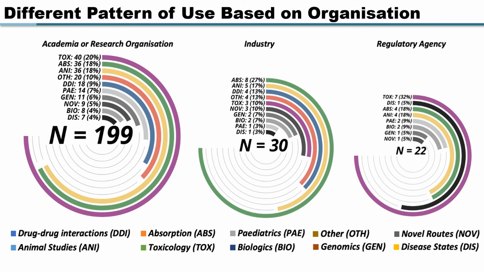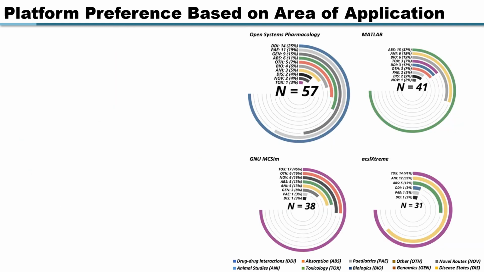Industrial applications of open source code platforms for PBPK, even after combining with the regulatory, were a quarter of what was used in research organizations and academia. Certain platforms were preferred for certain areas, and there were rare occasions that one platform was used broadly in different areas of application of PBPK.